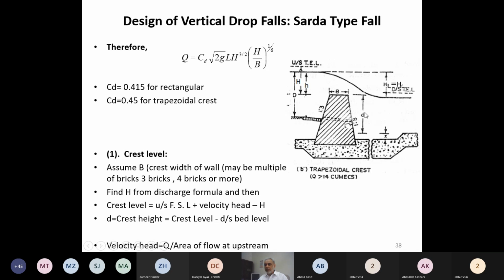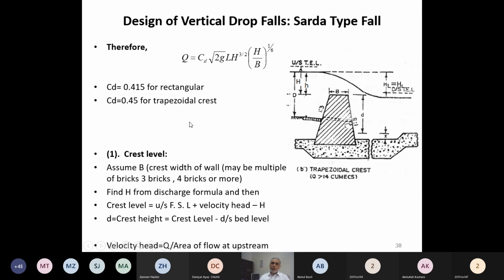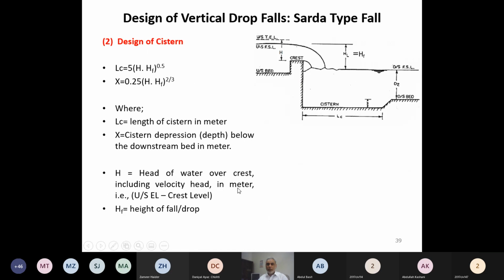When D is calculated for a certain discharge, for a certain head, then use this D to calculate B from the formulas of the top width. If that is close to your assumption, go ahead. Otherwise, redo it once. Hopefully, it will be okay. Okay, now next part is design of the cistern. Cistern is said to be a function of the H into HF.